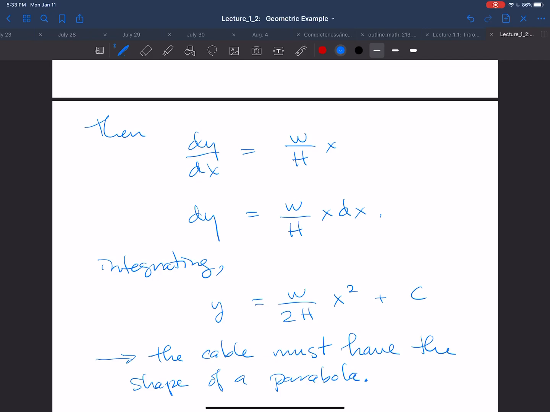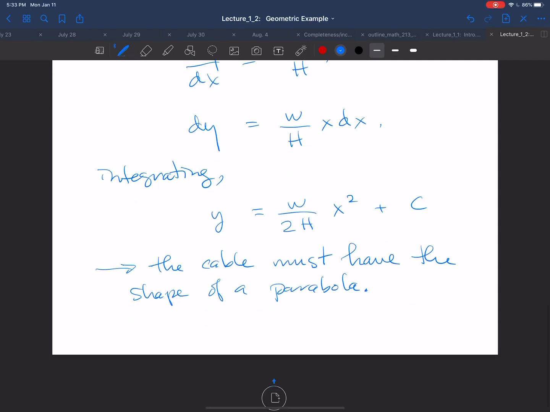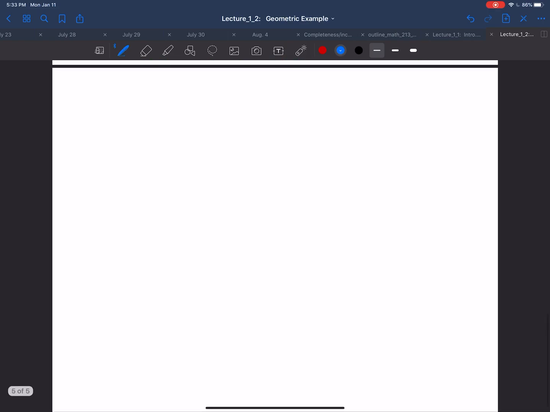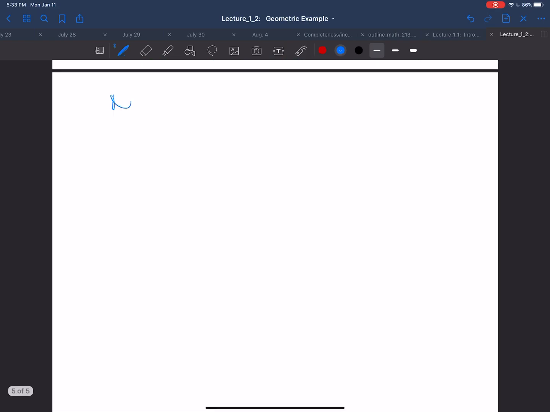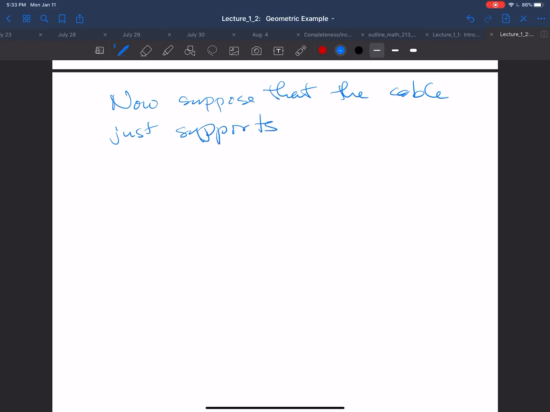We get another result if the cable is just supporting its own weight. So suppose, then we have to find the arc length, essentially, from 0 to x.